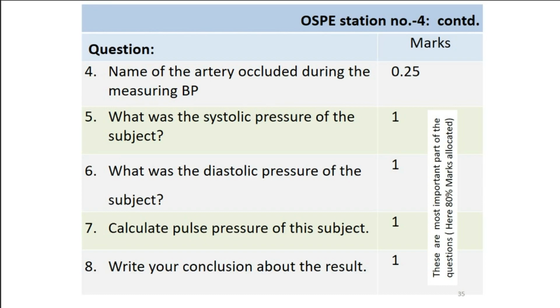5. What was the systolic pressure of the subject? 1. 6. What was the diastolic pressure of the subject? 1. 7. Calculate the pulse pressure of this subject. 1. 8. Write your conclusion about the result. 1. These are the most important part of the questions; here 80% of marks are allocated.